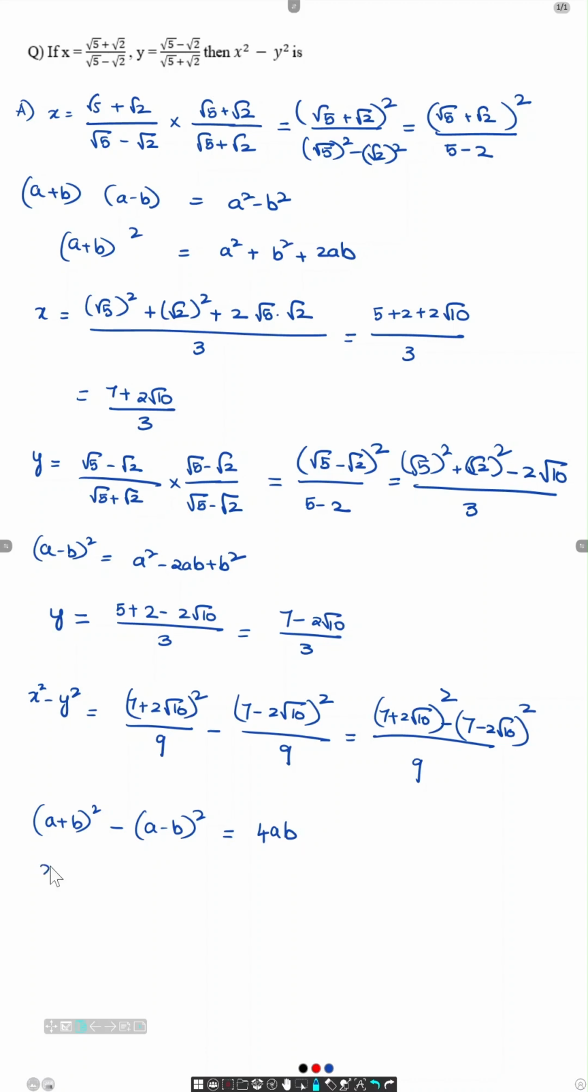So x square minus y square gives, the numerator is in the form of (a plus b) whole square minus (a minus b) whole square, which is 4ab. So 4 into a is 7, b is 2 root 10, whole by 9. This is nothing but 56 root 10 by 9. So this is the answer.